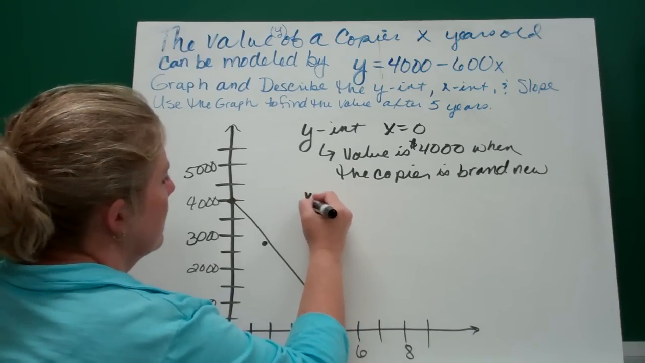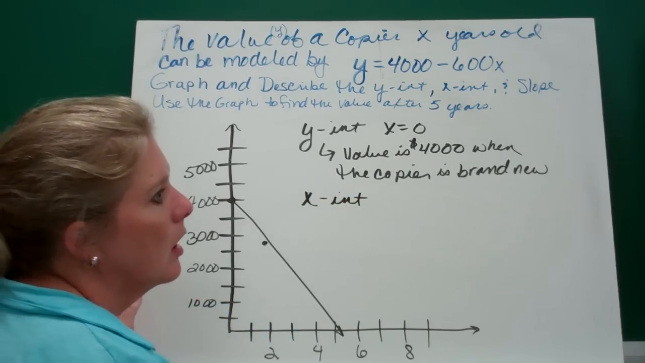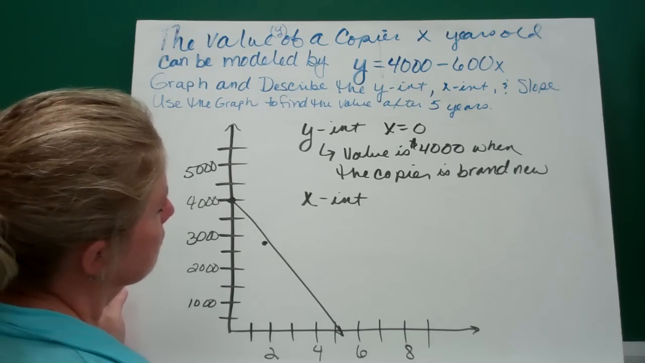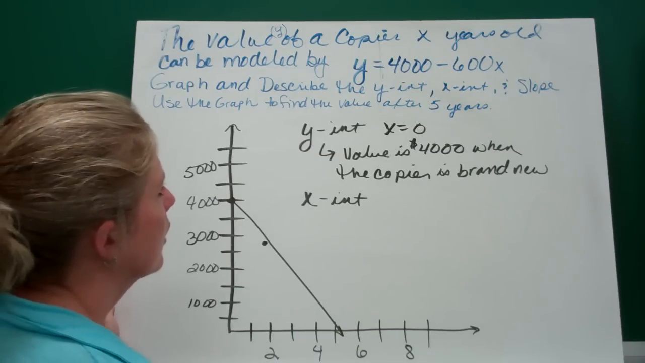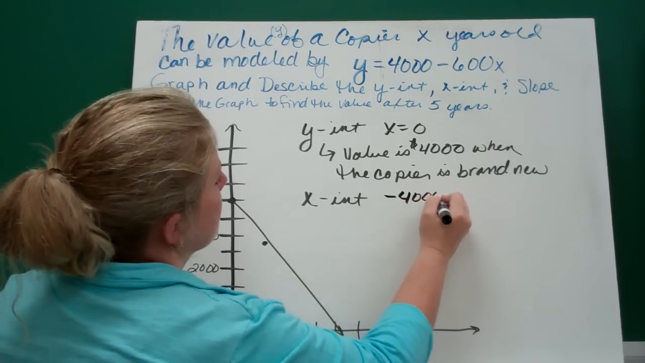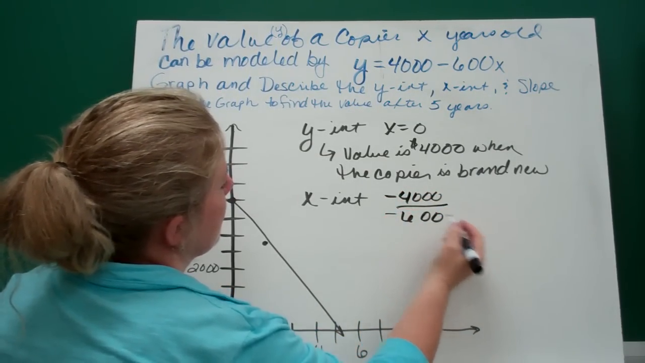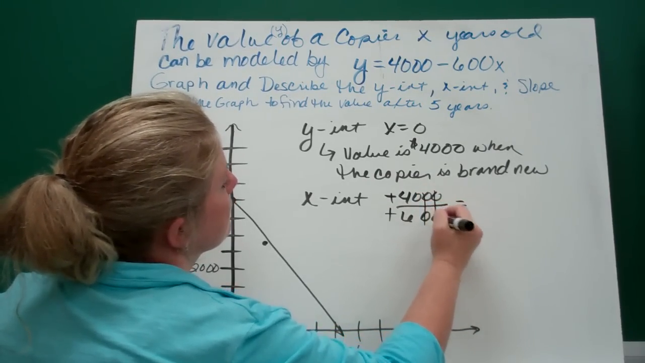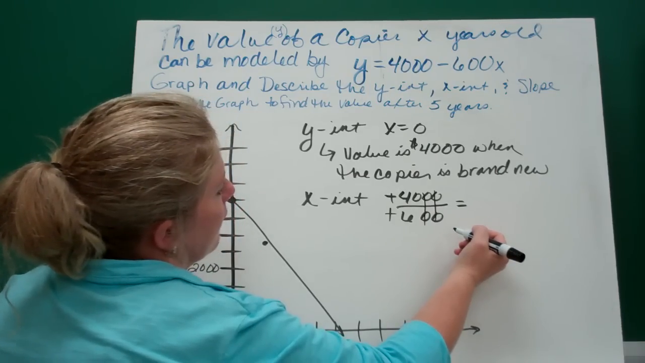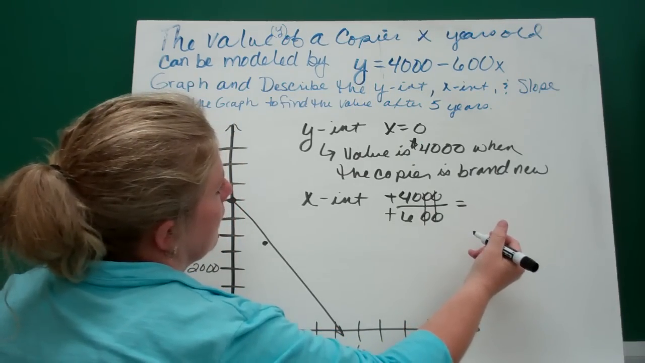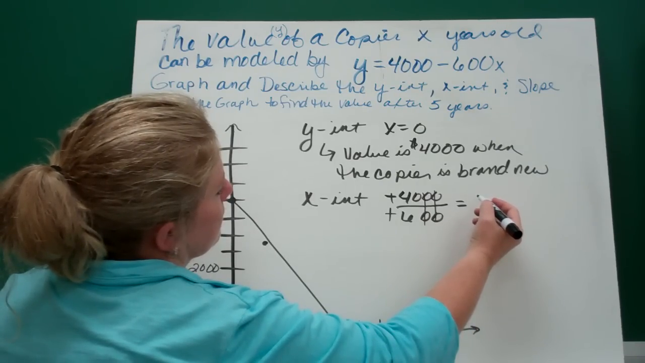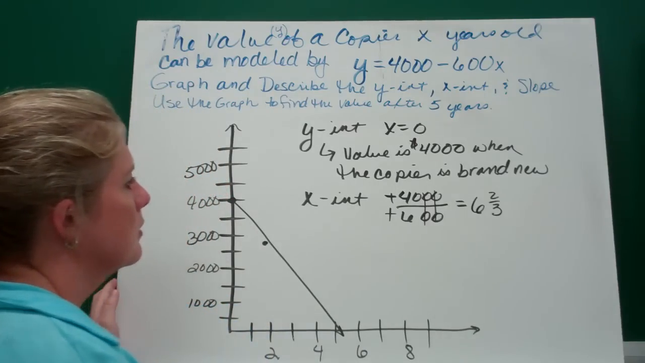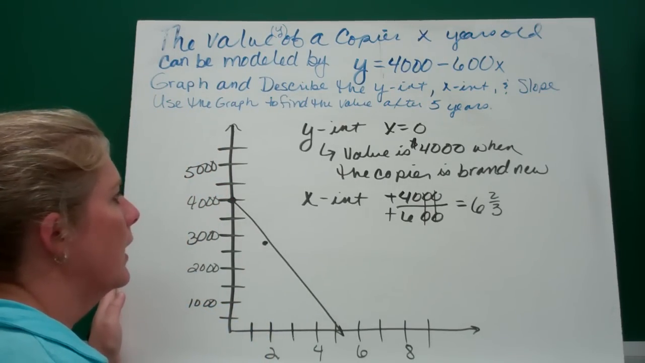That's our y-intercept. Now what about our x-intercept? Our x-intercept is when y is 0. Okay, we solve for it. We've got negative 4,000 divided by negative 600. So our x-intercept is going to be approximately 40 divided by 6, which is 6 and 2/3. Okay, so 6 and 2/3 is our x-intercept.